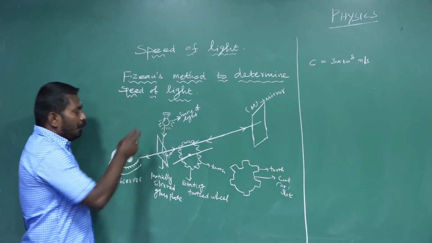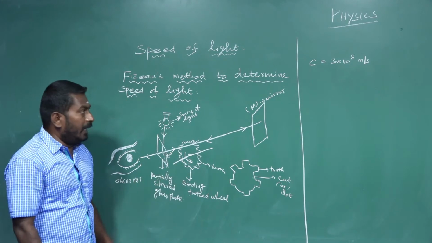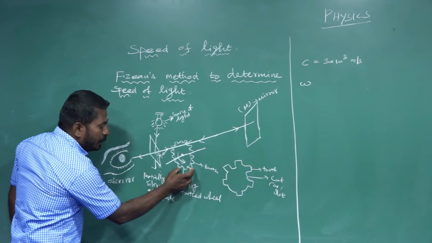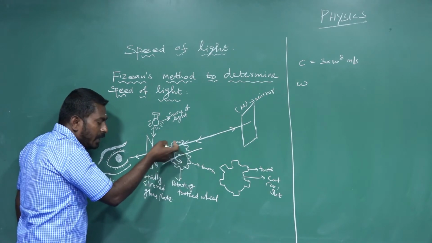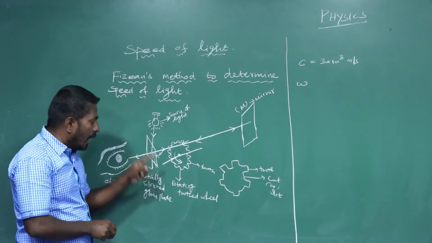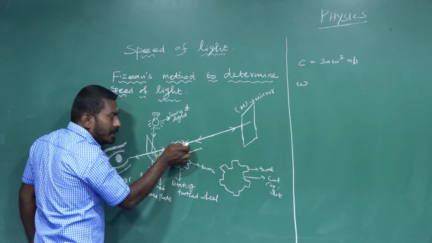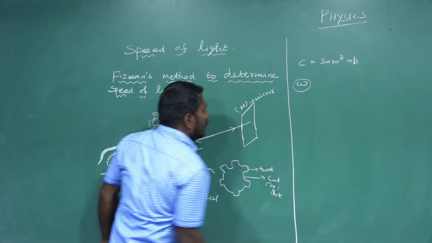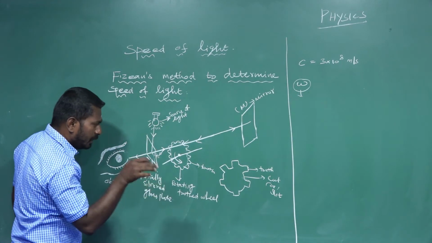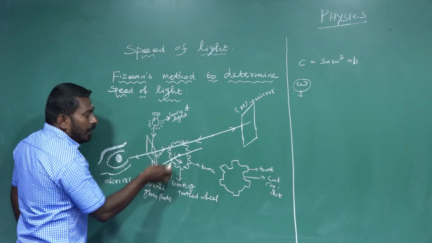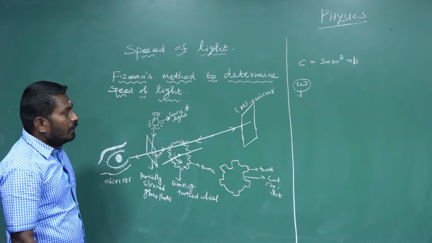The next step: Fizeau increases the angular velocity of the rotating toothed wheel from 0 to omega. Omega is the angular speed of the rotating toothed wheel. Fizeau initially increased the angular velocity from 0 to omega, until the light passing through one of the cuts is blocked by the adjacent tooth. That is the omega. Very important: omega is the angular velocity of the rotating toothed wheel at which the light passing through one cut is blocked by the adjacent tooth.